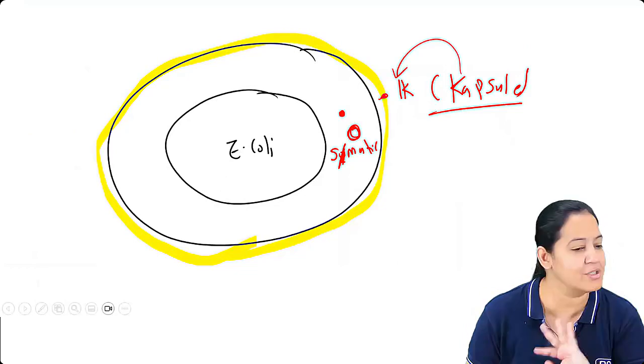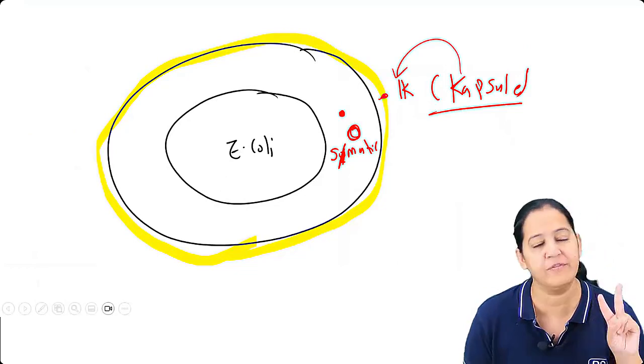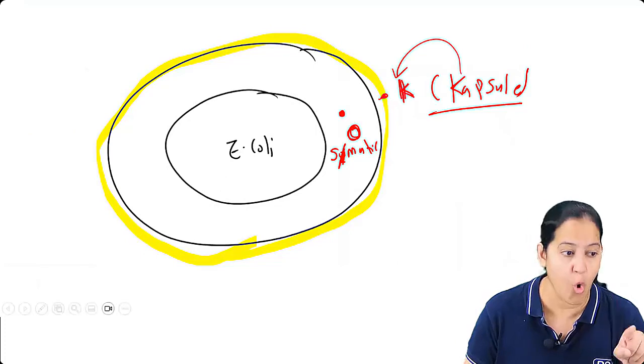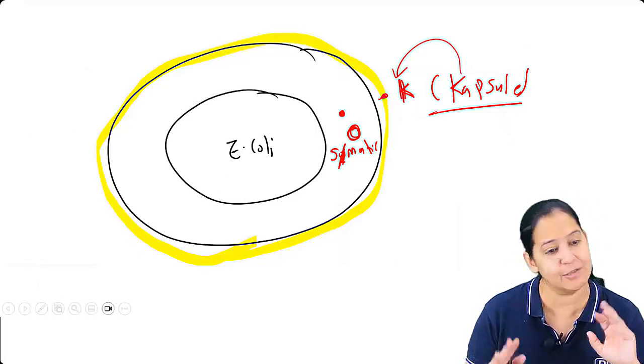K for capsule. It's not a real capsule, but a slime layer. So we have studied two antigens till now. O is present in the cell wall. K is present in the capsule.